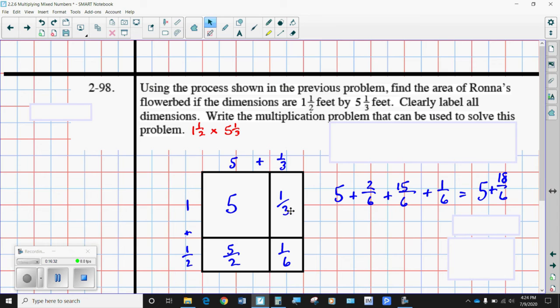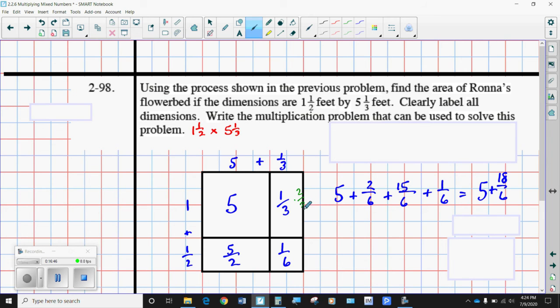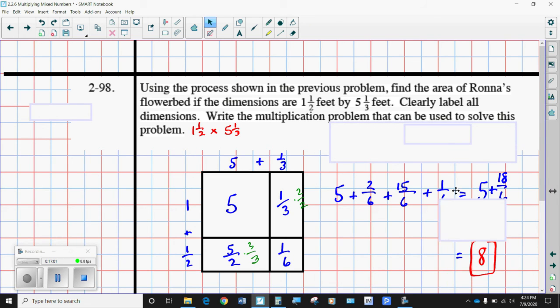So I changed all the fractions so they have a common denominator. So 1/3 becomes 2 over 6. 5 over 2, you multiply that times 3 over 3. Maybe I'll chop that in for a second there just so that you'll see it. This you would have to multiply times 2 over 2. This you'd have to multiply times 3 over 3. And this guy gets to stay as it is, 1/6. So you add straight across and you end up with 5 plus 18 over 6. And since 18 over 6 is 3, then our final answer is going to be 8. So this flower bed is going to be 8 square feet. Although we're not worrying too much about the unit of measurement and all that, we're just focusing on the multiplication.